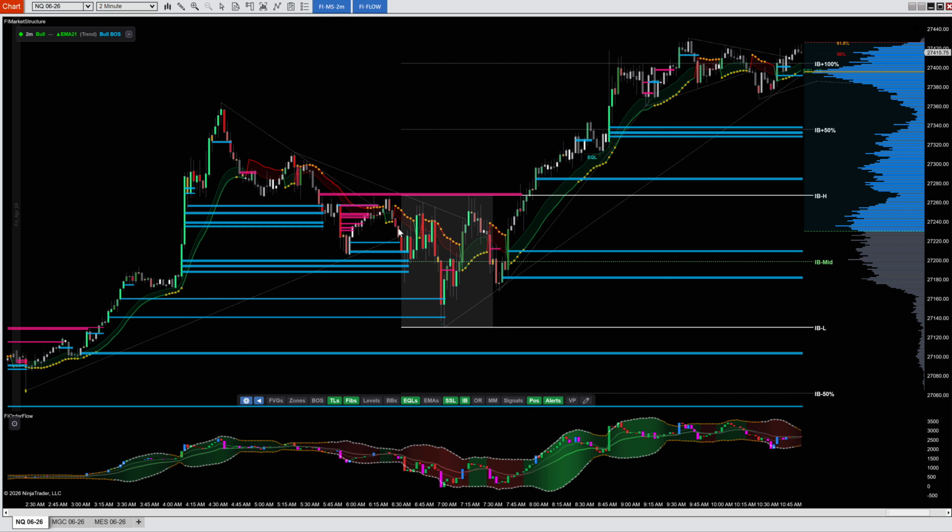More come in, fades them. They take them all out, right? Now, mind you, these are the London stacked imbalances. They're a lot less volume, right?